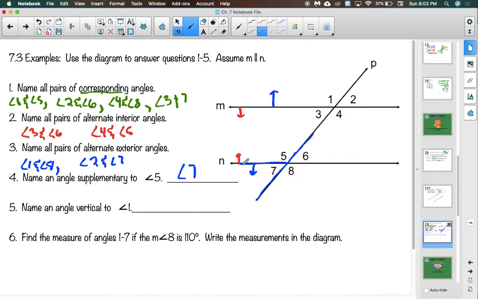We also could have done this to the opposite ray, and we could have found that angle 5 and angle 6 are also supplementary. So angle 5 and angle 7, or angle 5 and angle 6.